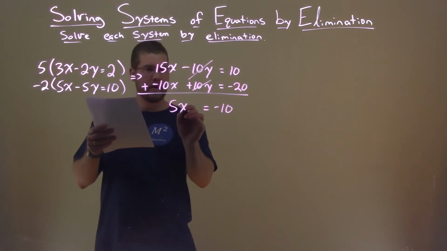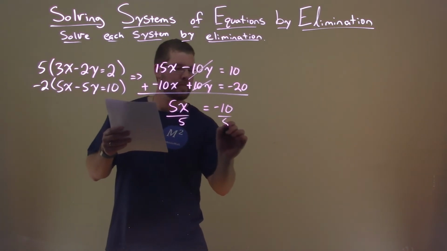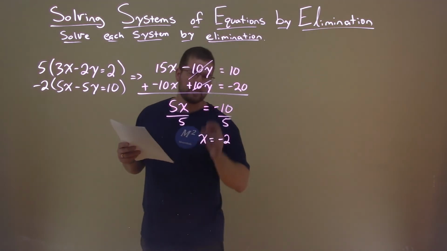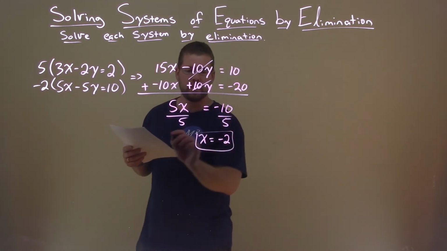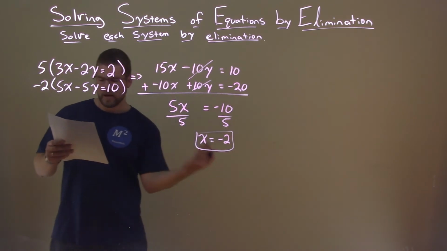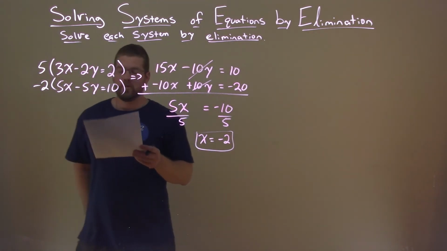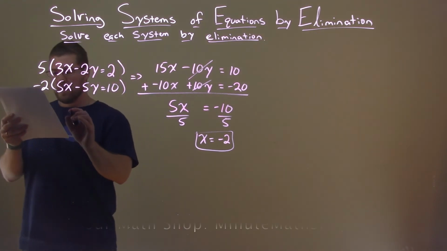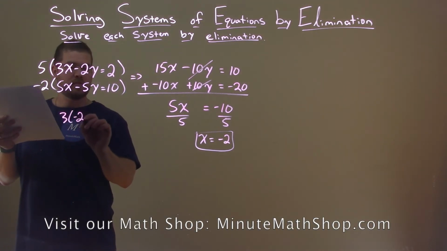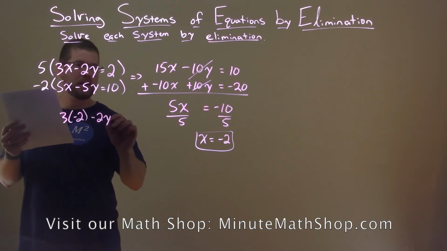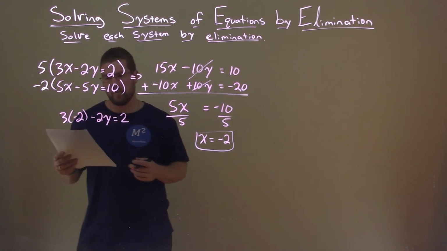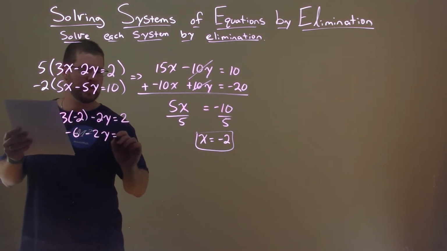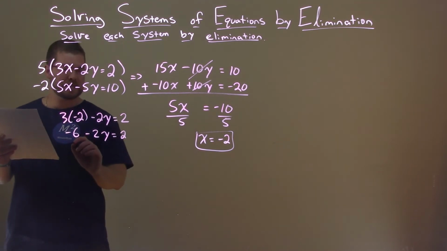Divide both sides by 5 here. And x is by itself. That was the goal. Negative 10 divided by 5 is a negative 2. All right. We take that information and we plug it into one of our equations to solve for y. Which one do we think is easier? I think the top one. 3 times a negative 2 instead of x, minus 2y equals 2. Let's solve for y. 3 times negative 2, negative 6 minus 2y equals 2. We add a 6 to both sides.